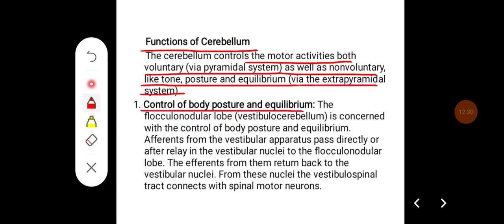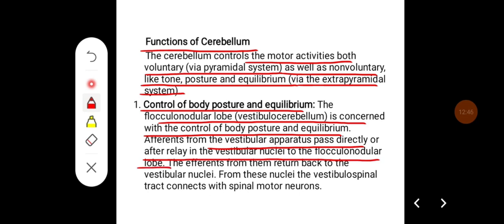Control of body posture and equilibrium. The flocculonodular lobe, that is the vestibulocerebellum, is concerned with the control of body posture and equilibrium. Afferents from the vestibular apparatus pass directly or after a relay in the vestibular nuclei to the flocculonodular lobe. The efferents from them return back to the vestibular nuclei. From these nuclei, the vestibulospinal tract connects with the spinal motor neurons.